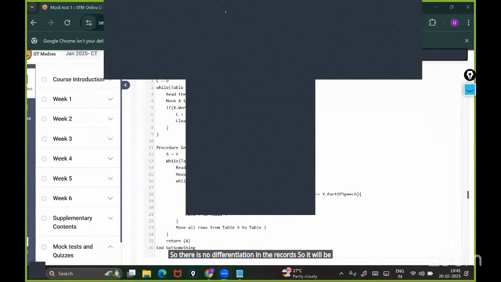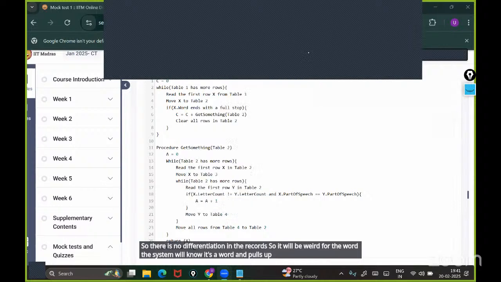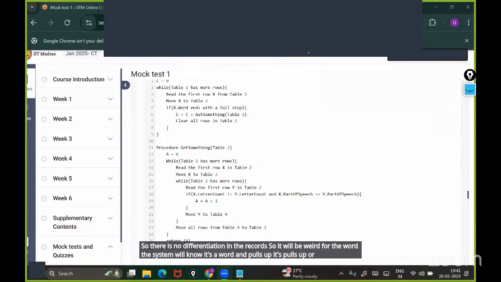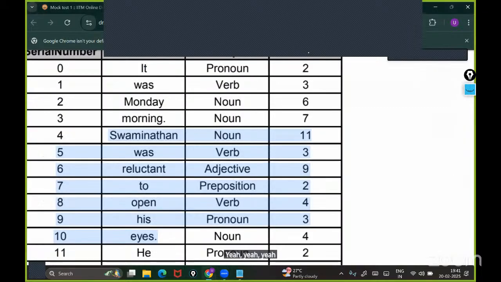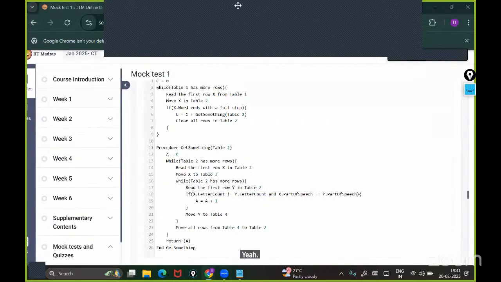For the word, the system will know it's a word. And a full stop is one character, like an alphabet, right? You can see here: open his eyes and then there is a full stop. So we have to check for a word with a full stop. That's it.